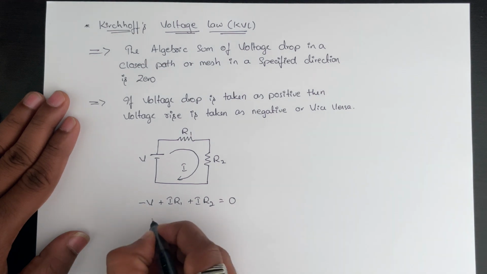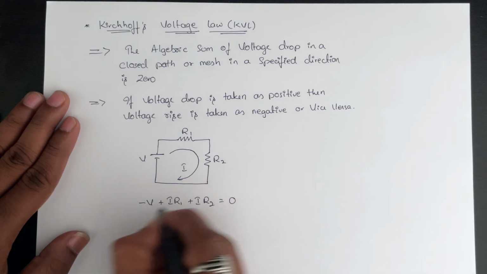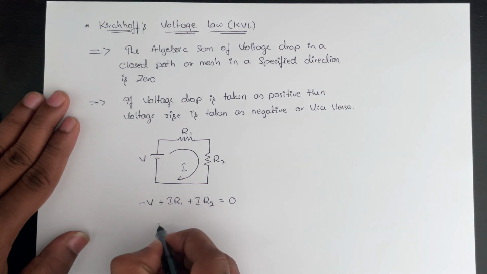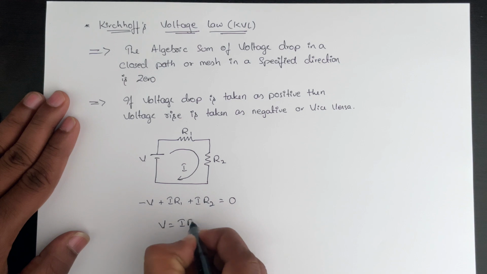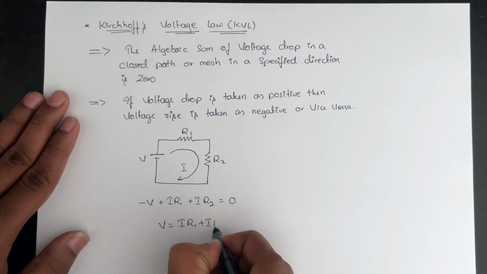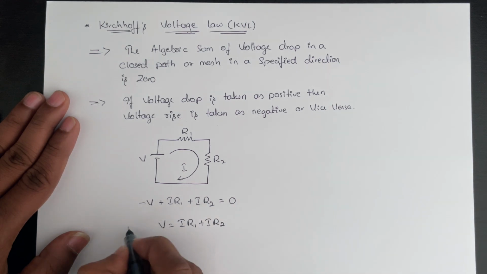Or we can also write it as, on rearranging the terms, if minus V goes to the other side, V is equal to I into R1 plus I into R2.